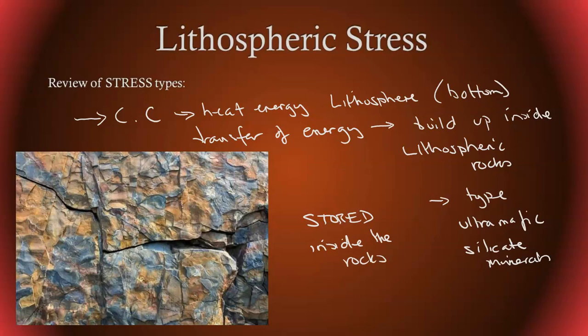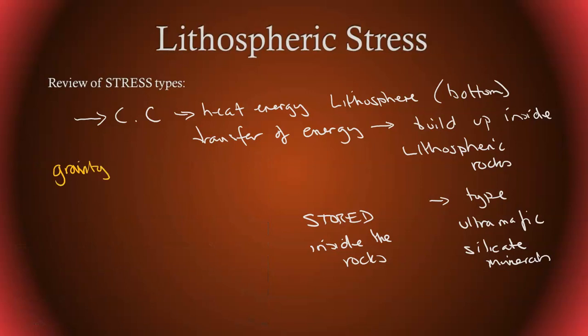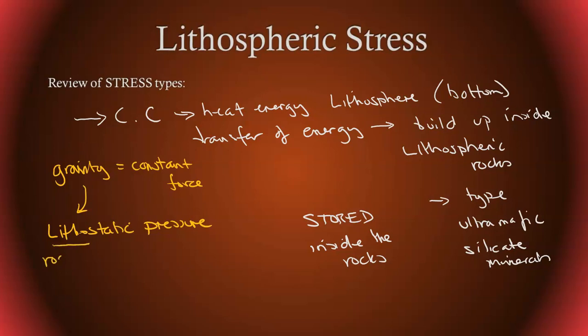So as a review of the stress types, you obviously have gravity as a constant force. You also have lithostatic pressure. It's very similar to hydrostatic pressure, but lithostatic pressure refers to rock. Lithic is a word for rock. So there's definitely going to be pressure created by gravity, and also by the mass or weight of the overlying rock, or the overburden, pushing down through gravity, creating this constant pressure.